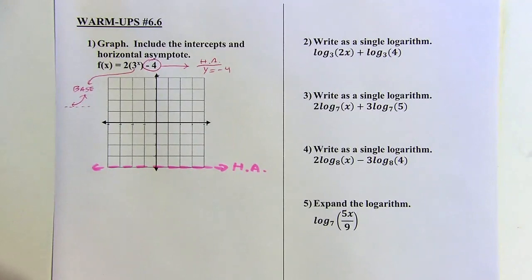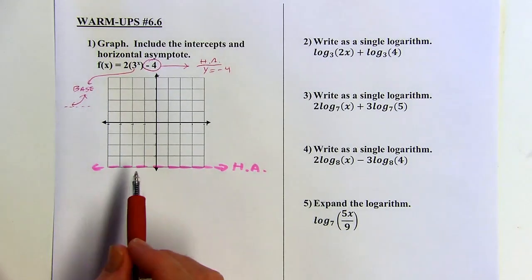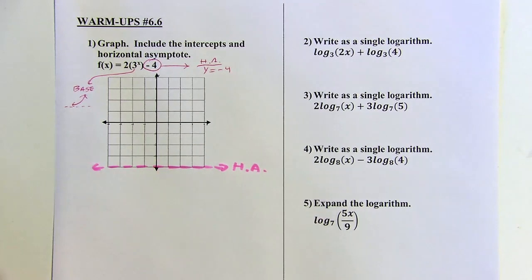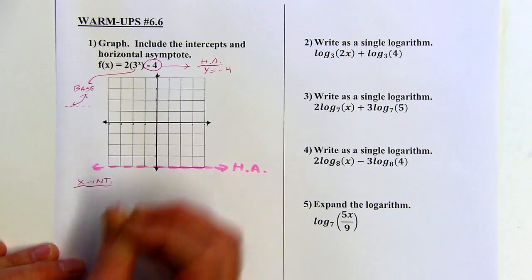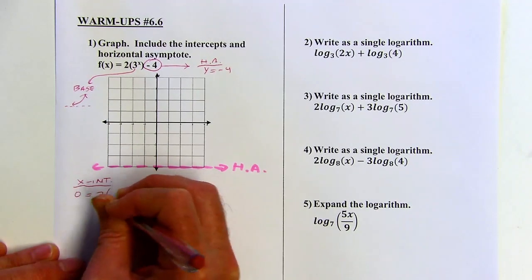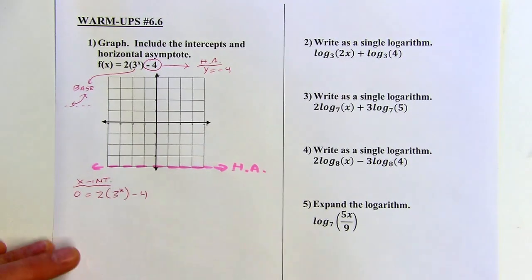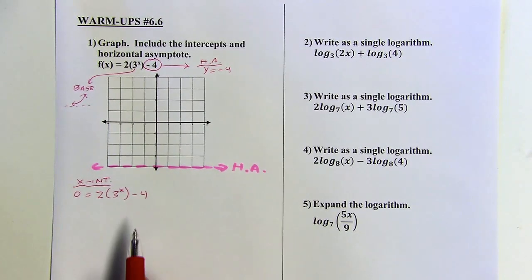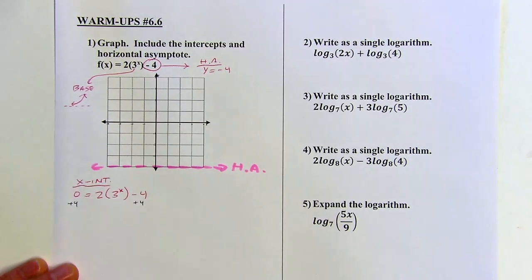Okay. All right, so now let's find the x and y intercepts to help us get an idea of where exactly we should put that growth curve in. All right, so to find the x-intercept, we're going to plug in 0 for y. So I'm going to write 0 equals 2 times 3 to the x minus 4. Okay, so let's solve this for x. So let's get x as isolated as we can with our old algebra techniques. I'll add 4 to both sides.